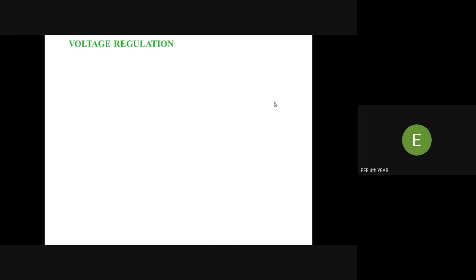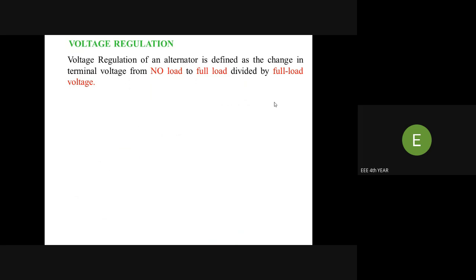The next topic is voltage regulation of an alternator. The voltage regulation of an alternator is defined as the change in terminal voltage from no load to full load, divided by the full load voltage. So the percentage of voltage regulation of an alternator is equal to (E0 minus V) divided by V, into 100.